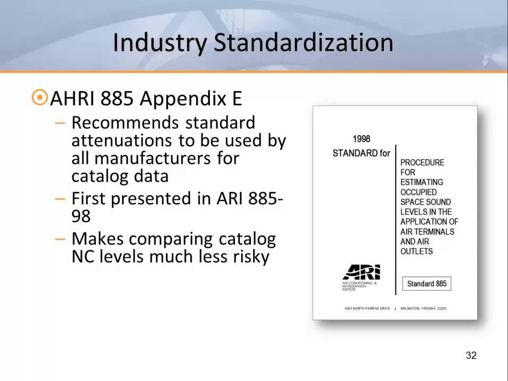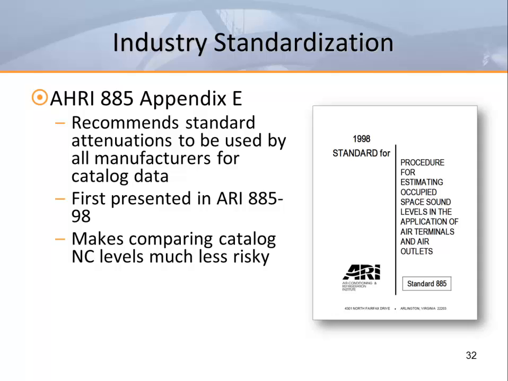Standard 885 contains a very important section called Appendix E. This was first introduced in AHRI Standard 885-98, and it established the standard attenuation values that all manufacturers should use to calculate catalog NC values. Prior to the adoption of this standard, it was very risky to compare NC values from one manufacturer to another. It often meant reading and understanding all of the fine print concerning how exactly the NC values were determined. For this reason, it was usually best for engineers to only compare sound power levels when making performance comparisons.